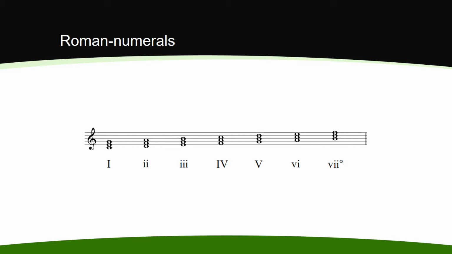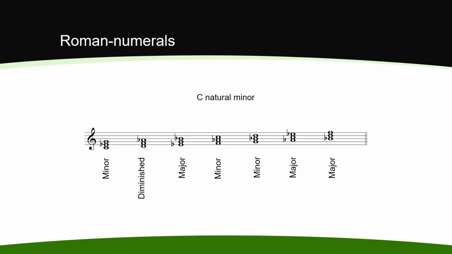Let's look at a C natural minor scale, and let's build a triad using each scale degree as a root. Here are the chord qualities for each of these triads. Remember from the module on triads that the chord qualities in minor are different than in major. Here are the Roman numerals for each triad.